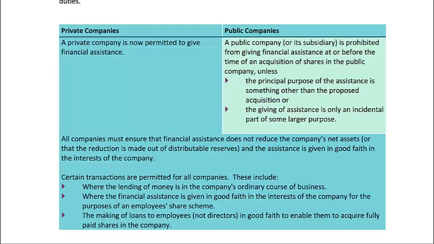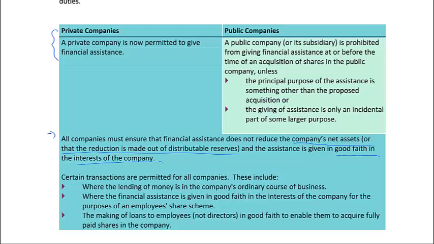Now, although the rules can be a bit complicated, for your exam, you really do just need an overview. And the key point to learn there is that private companies can now give financial assistance. Okay, and we'll have a look. There's one caveat to that, which is on the next page, because that applies to all companies. Oh, sorry, no, it's here, look. So a private company can give financial assistance if that financial assistance does not reduce the company's net assets, or more likely, it's covered by distributable reserves, and it's given in good faith and in the interests of the company.